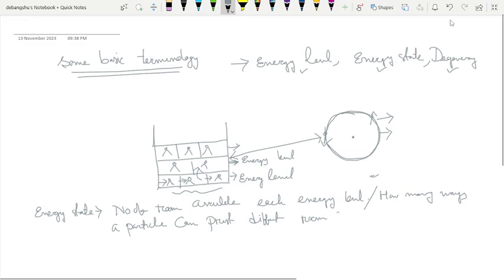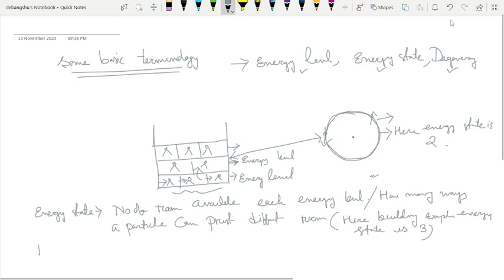So energy state here, in the building example, is 3. So here energy state will be 3, but here energy state is 2. There are two different ways a particle can be present in its energy level.